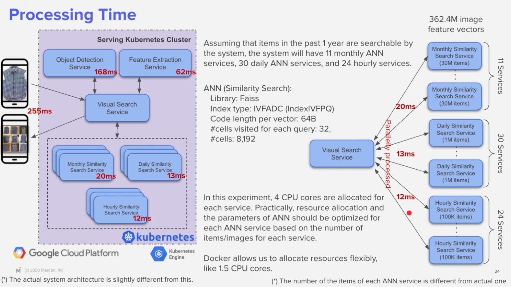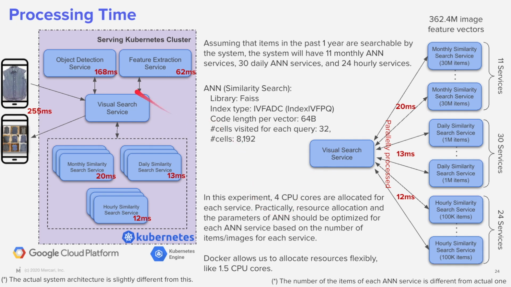The number of images and items are totally different between the indexes. Practically, computational resource allocation and similarity search settings should be optimized for each similarity service. Docker allows us to allocate resources flexibly, like 1.5 CPU cores.